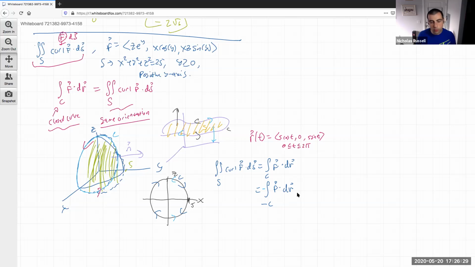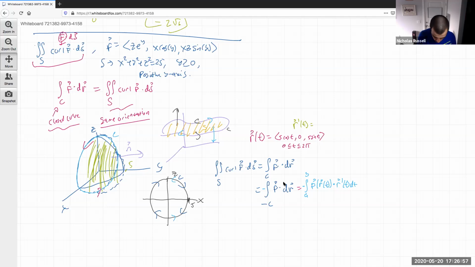Okay. So now, if I want to evaluate this, as a reminder, I'm going to put a negative out in front, my negative curve C, or in this case from a to b. I need to evaluate the vector field at my parameterization, take the dot product with the derivative, dt. Okay. So in order to do that, I take my derivative here.